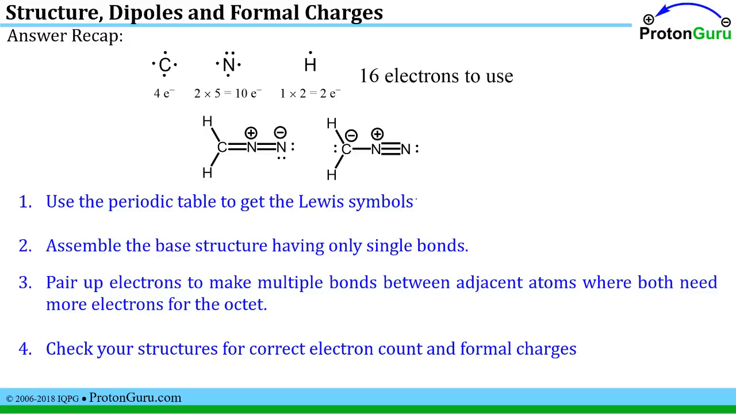First, use the periodic table to get the Lewis symbols. Next, assemble the base structure having only single bonds. Next, pair up electrons to make multiple bonds to what extent is possible. And then you can pair up electrons to make lone pairs to give atoms octets where necessary. Finally, you'll want to check your structure for correct electron count and then assign formal charges.